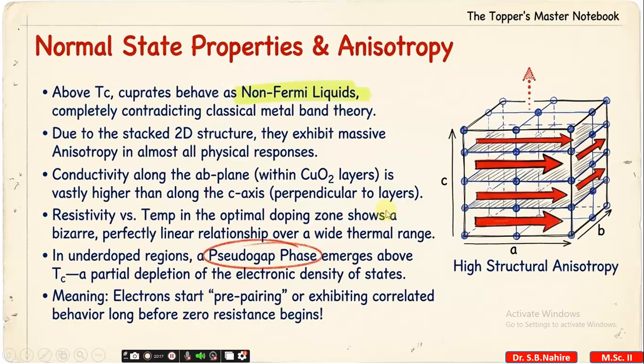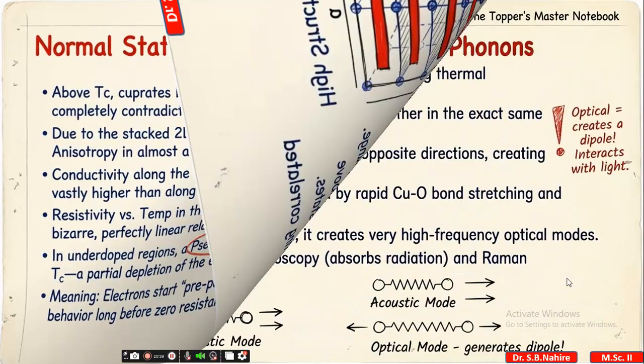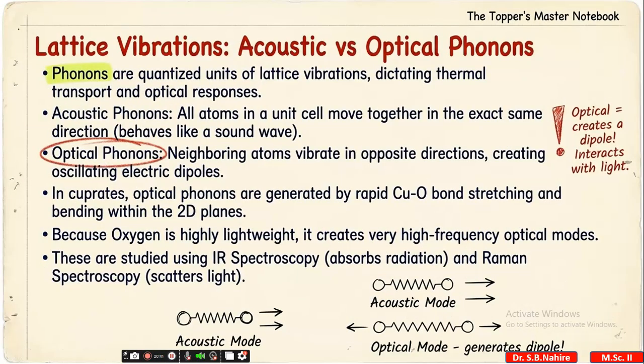Now look at the diagram on the right side. You can clearly see high structural anisotropy. The arrows indicate that electron movement is much easier along certain directions. So remember this key idea. Cuprates are highly anisotropic materials and their behavior is very different from conventional metals. In the next slide, we will study phonons and lattice vibrations.